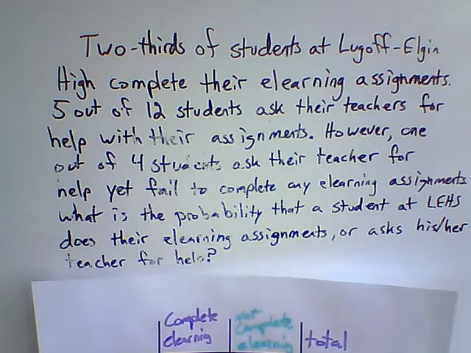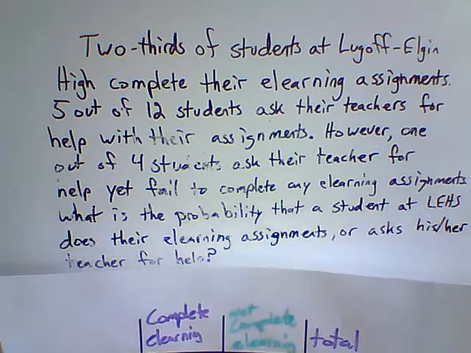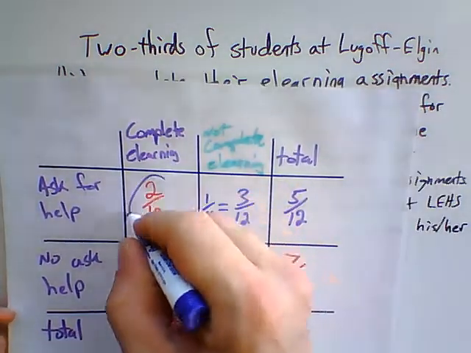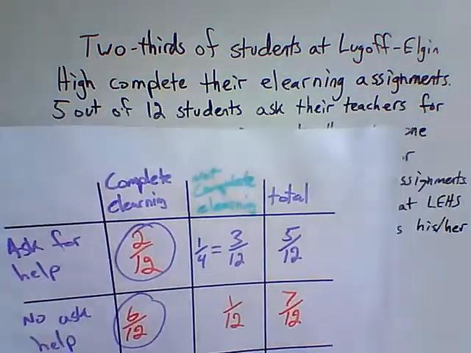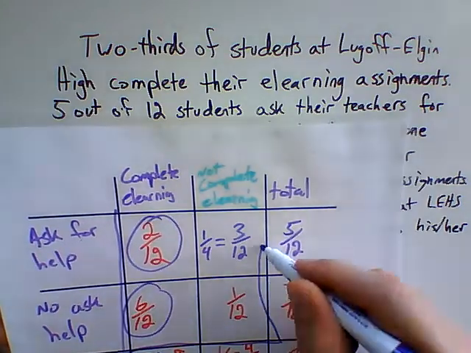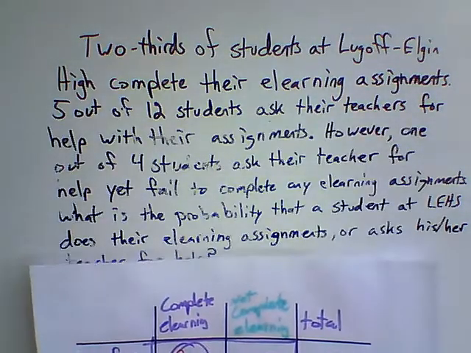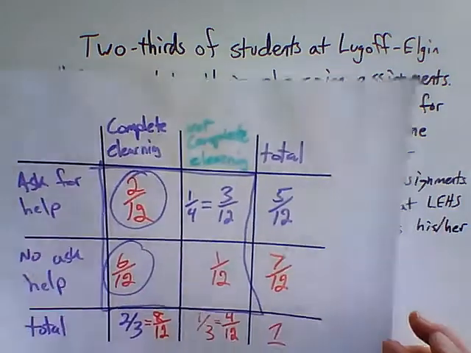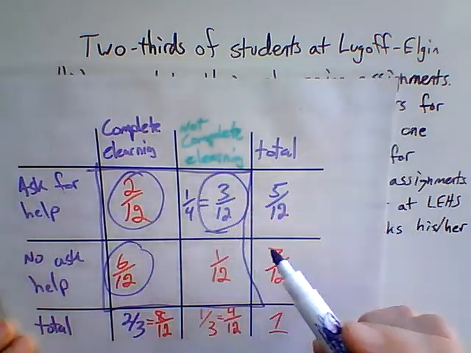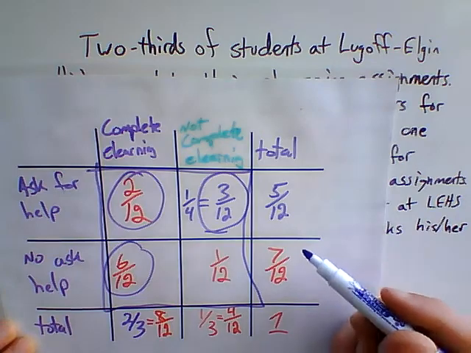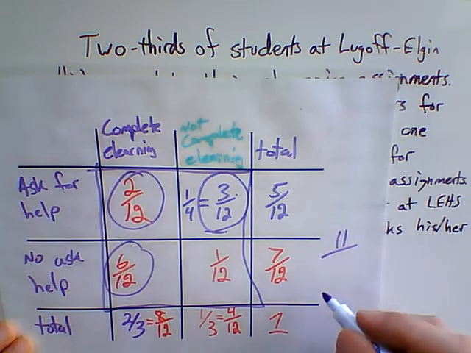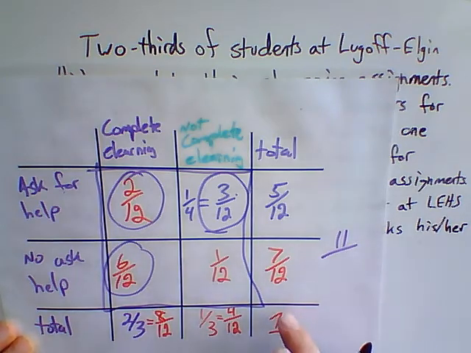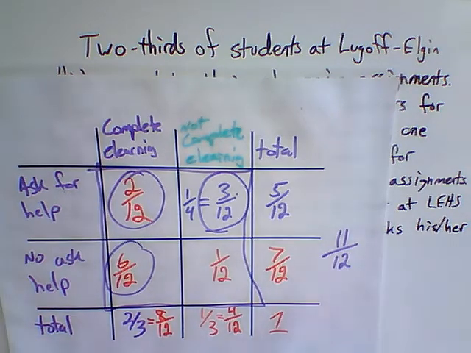What is the probability that a student at LEHS does their e-learning assignments? So, I'm never going to circle anything in the tables. I just circle, in the center, these 4 things I'm looking for. Probability that does their e-learning assignment, or asks their teacher for help. That'd be these other ones, right? So I just add up those 3 pieces. 2 and 6 is 8, and 3 more is 11 out of my total 12. And that's it.